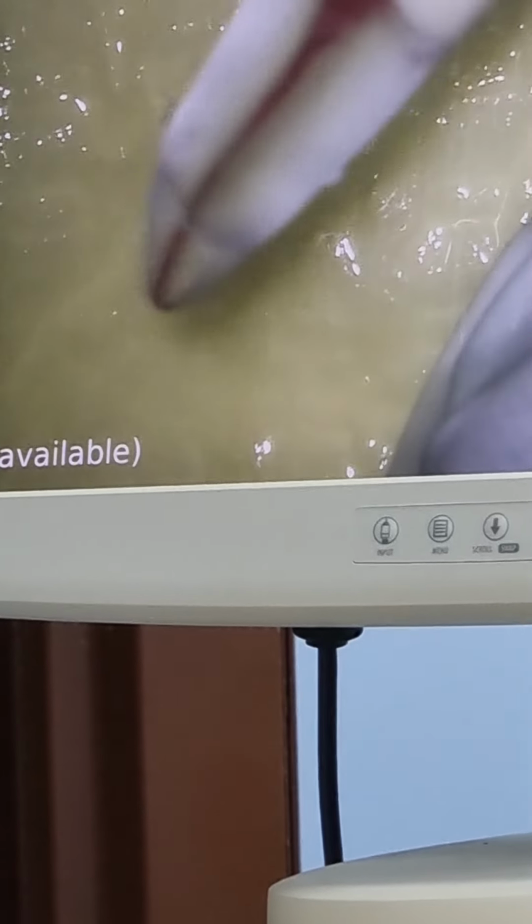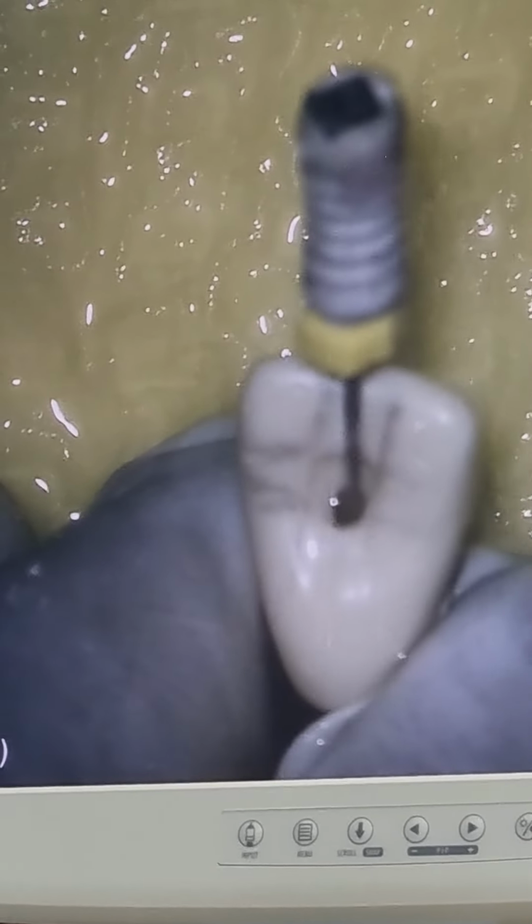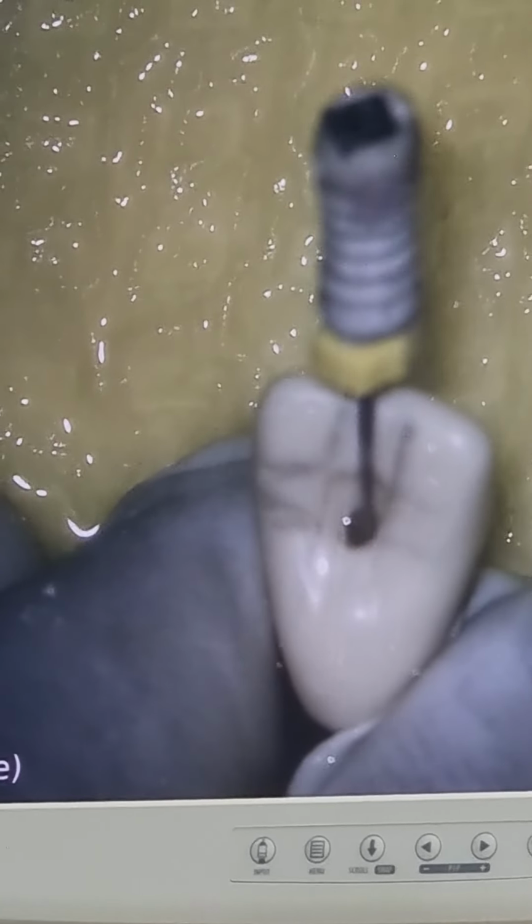Once you feel the drop, I can feel that explorer tip going inside the pulp chamber, into the root canal. So just make sure you are in the pulp chamber. If sometimes the opening is very small, instead of the explorer, you can even use your file. You see this? Where is the file going? Inside the tooth. What is inside the tooth? Root canal.